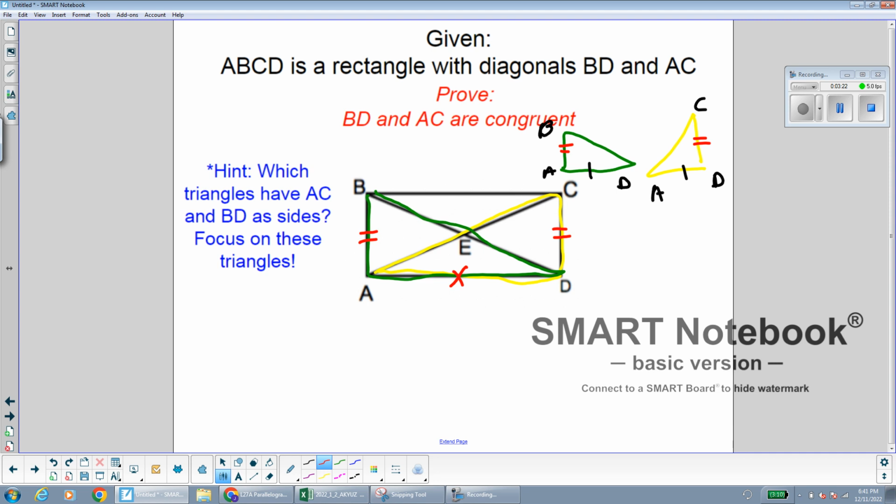And since we do know this is a rectangle, we do know that all of the angles are right angles. So I know that angle A is a right angle, and I know that angle CDA, angle D, is a right angle. Here I can see that the two triangles BAD and CDA are going to be congruent by side angle side. And once I know they're congruent by side angle side, I can say that side BD and side CA, these corresponding sides, are also congruent due to CPCTC.